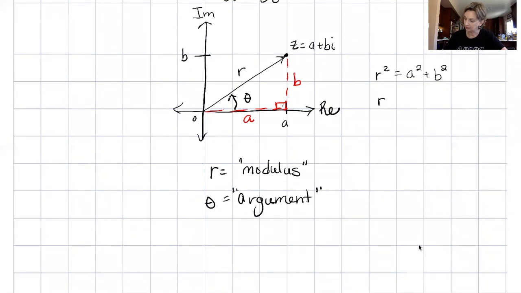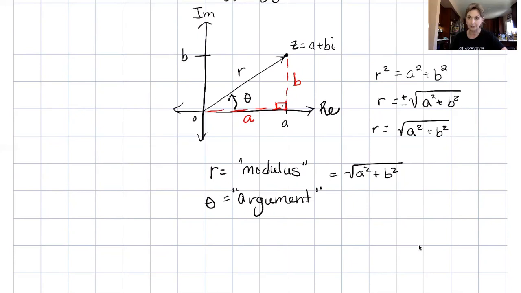Then you just take the square root of that and you would get the square root of a squared plus b squared. Of course, that could be positive or negative, but we're only looking for the length, and length is always going to be positive. So we're just going to take the positive root of a squared plus b squared. That's how we find our modulus, or the length of that vector going up to our complex number: the square root of a squared plus b squared.